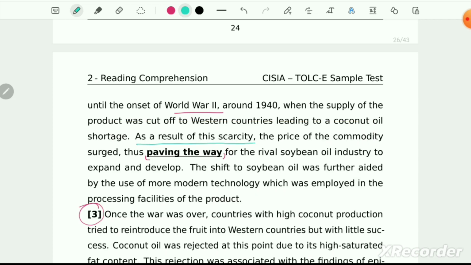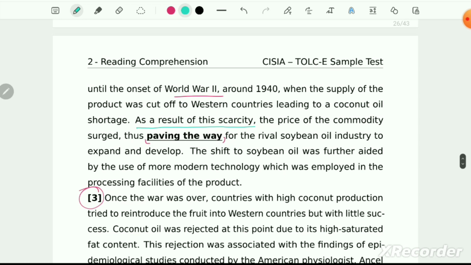Okay, so for coconut oil, what is the rival? A rival is other edible oil. It could be soybean oil, it could be olive oil, it could be corn oil. So rivals actually means opponent.